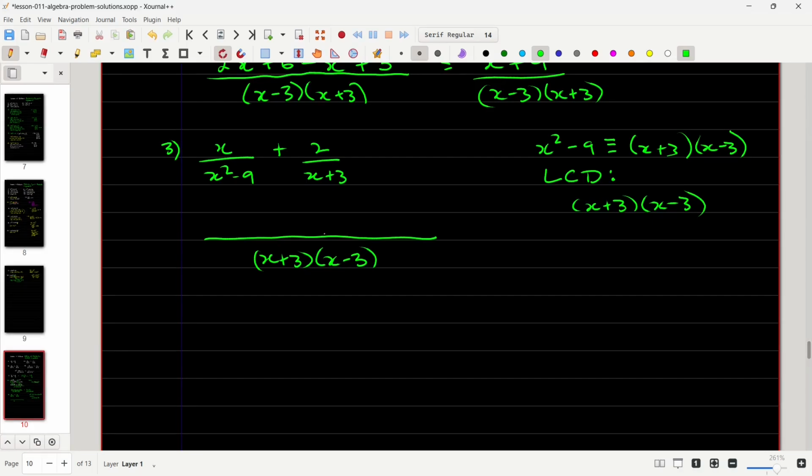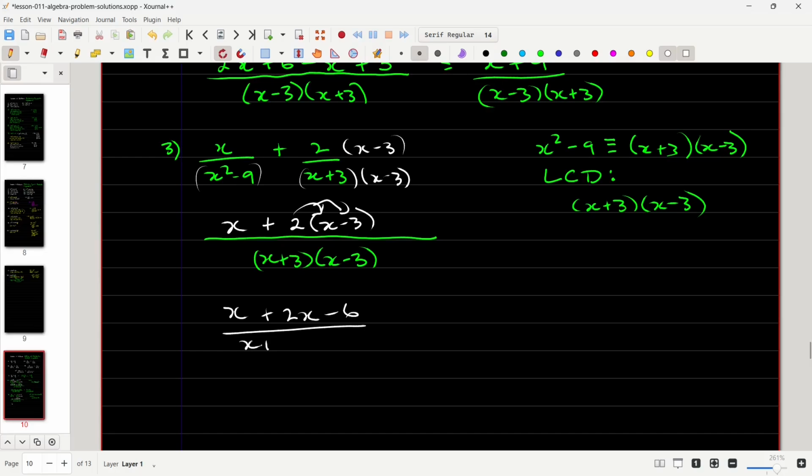And then what I'm going to do is I'm going to just simply rewrite the numerator. So the numerator does not need to multiply by anything, because quite frankly, this is x plus 3, x minus 3. And this one here is going to need to multiply by x minus 3. So that means I have to multiply here by x minus 3 as well. So I'm going to get x plus 2 into x minus 3. And then I have to expand and simplify. So I'm going to have x. This here with the distributive law is going to give me positive 2x minus 6, all divided by x plus 3 into x minus 3.